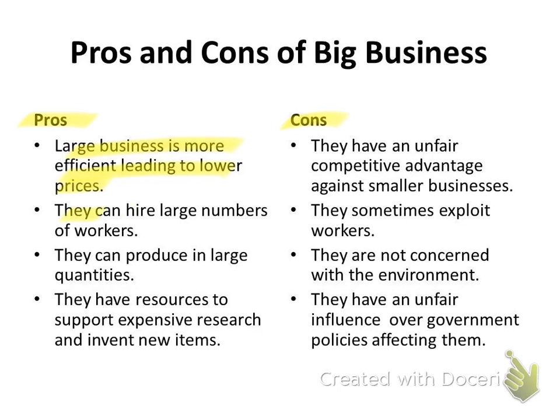The second one, they can hire large numbers of workers. Big business hires lots of people. The more people work, the more money they have, the more money they go spend, the better for the economy. Number three, they can produce in large quantities. Again, supply and demand. As supply goes up, prices go down, once again leading us to those lower prices.